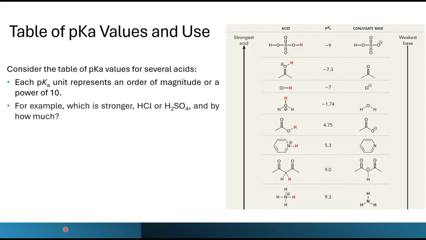For example, which is stronger, hydrochloric acid or sulfuric acid, and by how much? So sulfuric acid has a pKa of -9, hydrochloric acid has a pKa of -7. So the difference is an order of magnitude of 2, which means 10 times 10, which means 100. So sulfuric acid is 100 times stronger than hydrochloric acid.